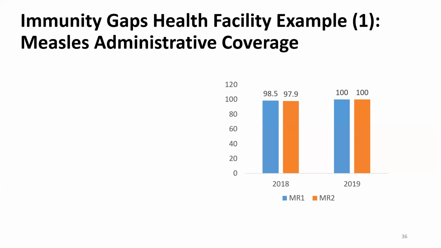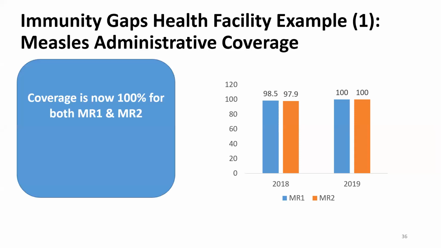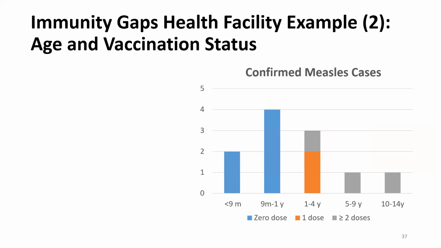Now this is an example of immunity gaps at a health facility. So here we're looking at measles administrative coverage in 2018 and 2019. We can go to the next one. We can see that coverage in 2019 is now 100% for both MR1 and MR2. And maybe this is perfect data, but we should also ask ourselves, can this be a data error? Or can this potentially be fabrication to have 100% for both antigens?